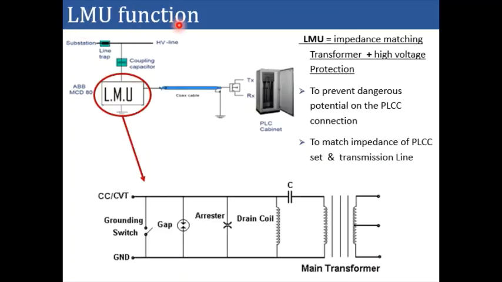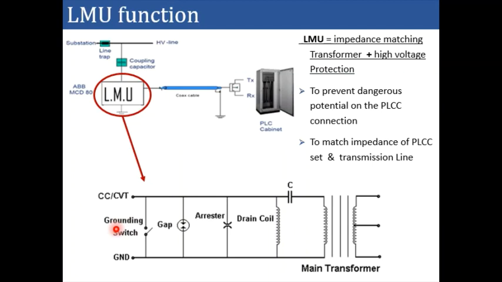Now let's see the LMU. The LMU offers impedance matching and high voltage protection. If you see, the line matching unit has a connection on one side for the coaxial cable, and on the other side the transmission line comes in via the coupling capacitor. Where you connect the coupling capacitor, the other part is grounded.